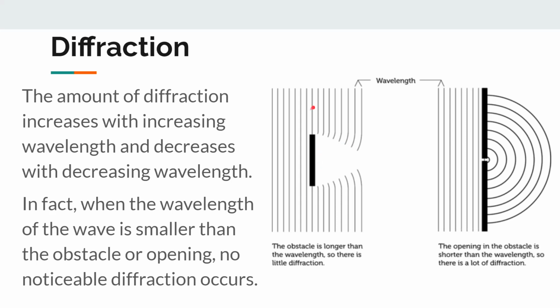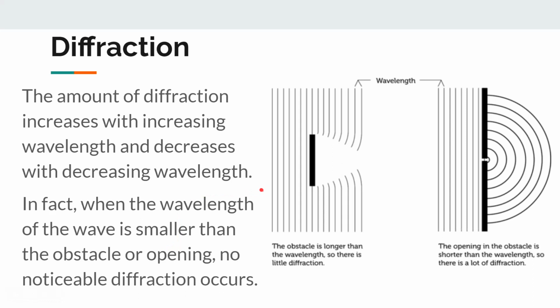However, this is a very small opening, and the diffraction is much more noticeable when you have a smaller opening or obstacle. You're going to have more bending on the other side. And that's what it says here. The obstacle is longer than the wavelength, so there is little diffraction. This one says the opening of the obstacle is shorter than the wavelength, so there is a lot of diffraction. But that's basically what we wrote over here.